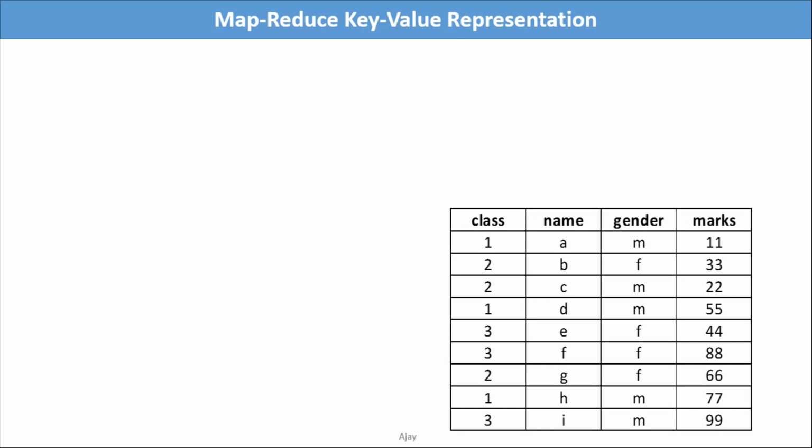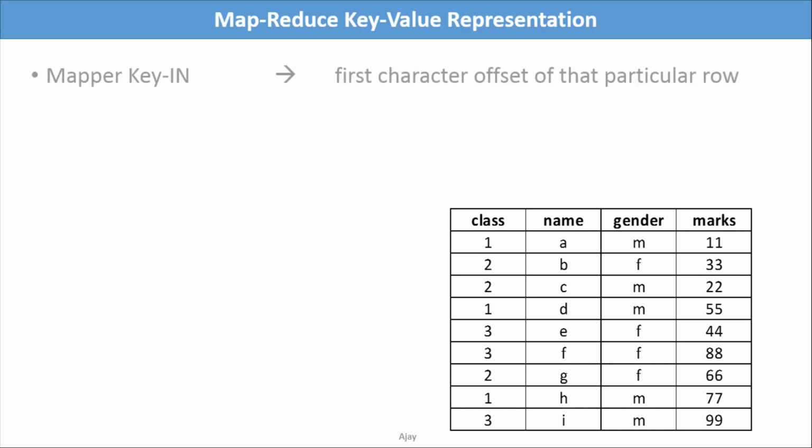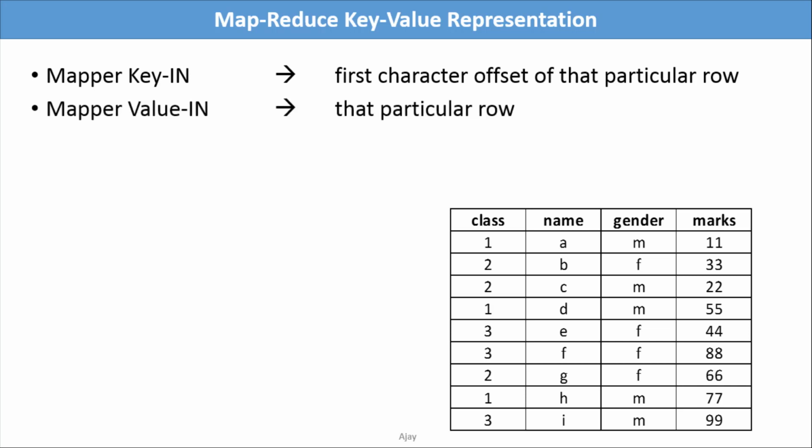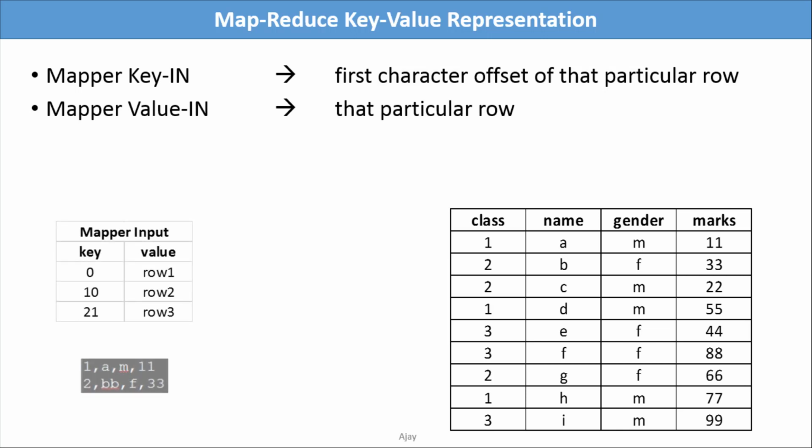When the program is executed, the first step would be the data being sent to the mapper. The mapper reads the data line by line in terms of key value pairs, where the key is the character offset of the first character of the row which is being read. The value is the entire row itself. In our dataset, for the first iteration, the first row is read by the mapper.